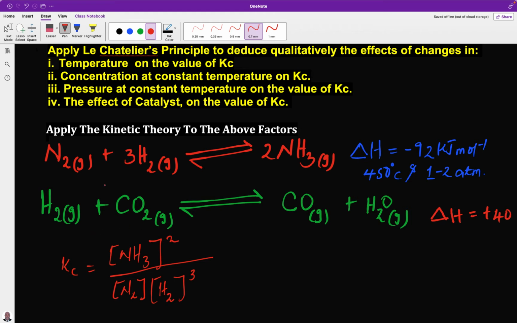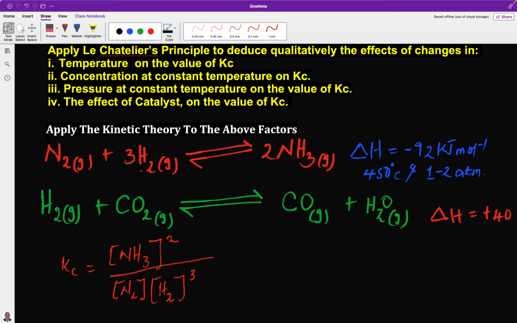The concentration, for instance, if we increase the concentration of hydrogen here, the equilibrium has been distorted. According to Le Chatelier, if we increase the concentration here, the equilibrium has been distorted. There is more of the reactant than the product. If we increase the concentration here, what happens? According to Le Chatelier, you have to oppose it. So the equilibrium will shift to what? The equilibrium will shift to the right.